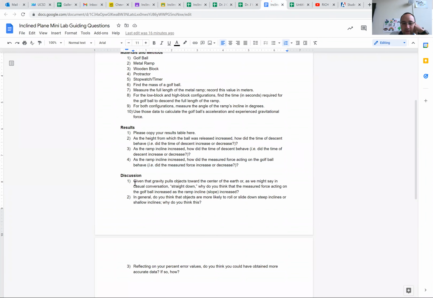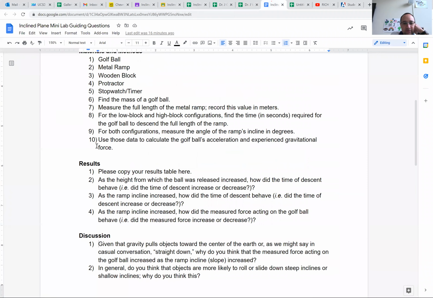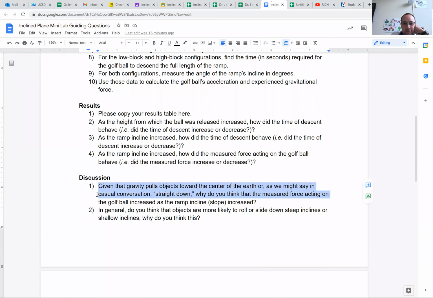Now let's take a look at this one. Given that gravity pulls objects, let me blow this up a little. So given that gravity pulls objects straight toward the center of the earth, or as we might say in casual conversation, straight down, why do you think that the measured force acting on the golf ball increased as the ramp incline, that is the slope, increased, okay? And that's just for you to think about. Go ahead and answer that in your own words, however you see fit, okay? There aren't a lot of wrong answers to that question, all right? I want you to think, okay? And just do your best to answer it. We will get there, okay, in our next unit, but right now I want you to think, all right?